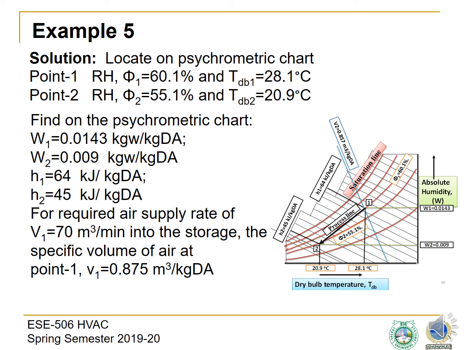For the required air supply rate of V1 equal to 70 cubic meter per minute into the storage, the specific volume of air at point number 1 has to be determined, which is found to be 0.875 cubic meter per kg of dry air. This specific volume is determined in order to convert the volumetric flow rate into the mass flow rate, which is required for this numerical problem.